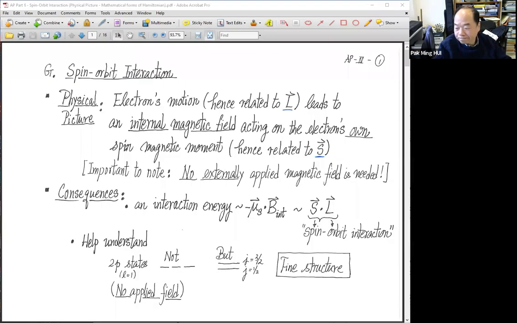Let me start a few pages on the next part before we take a break. I want to lay out the big picture first.